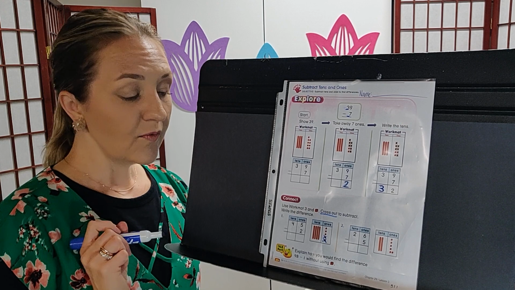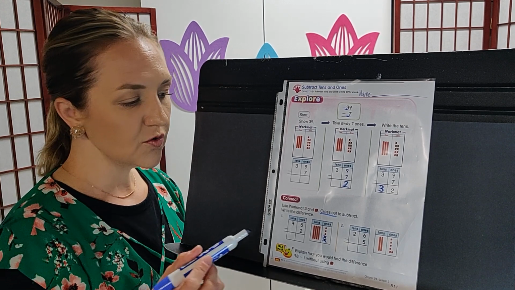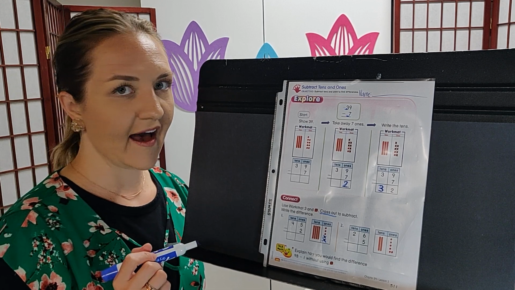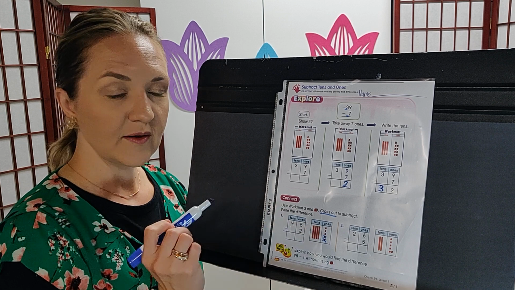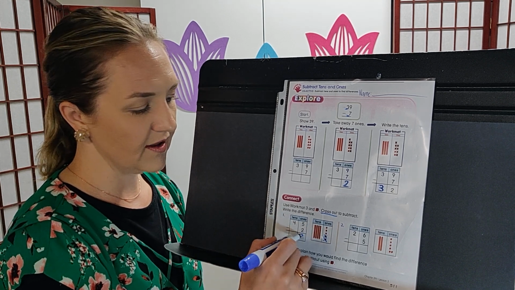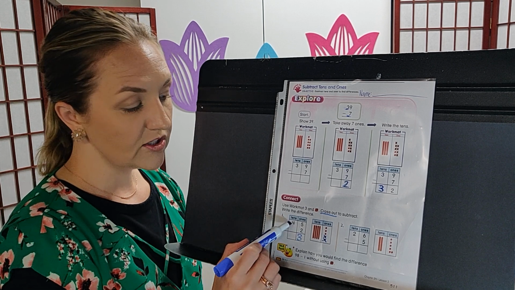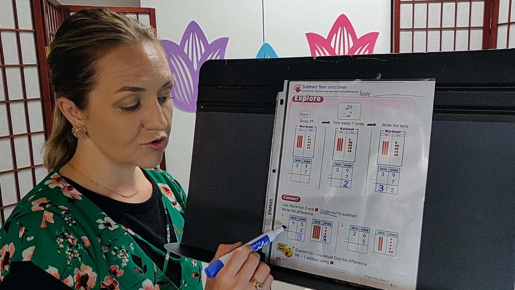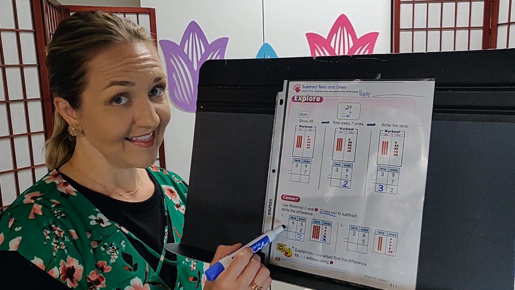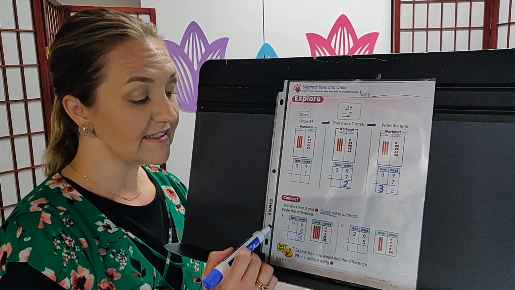Okay, now we need to figure out how many are left, how many still remaining. Look at your ones column. How many ones do we still have? 1, 2, 3. We still have 3, so we're going to write a 3 in our ones column. And if we look at our tens, we started off with 4 groups of tens and we subtracted nothing. So how many groups of tens do we still have? We still have 4.